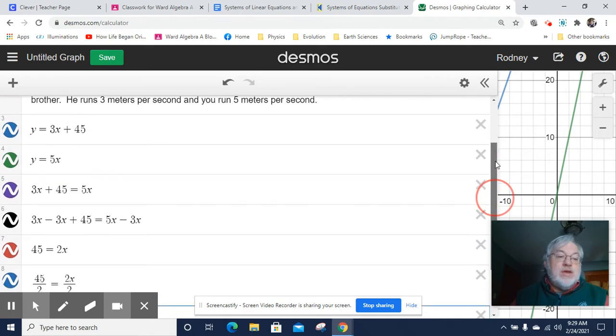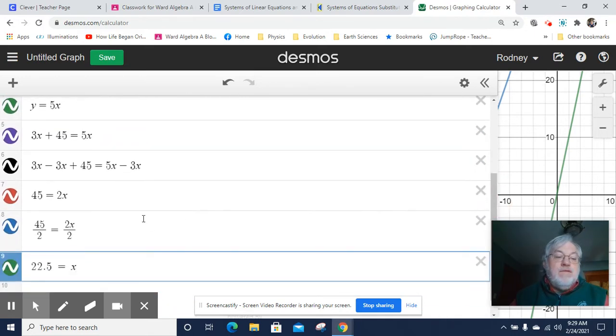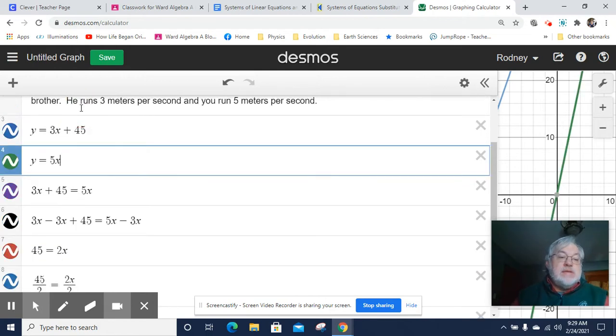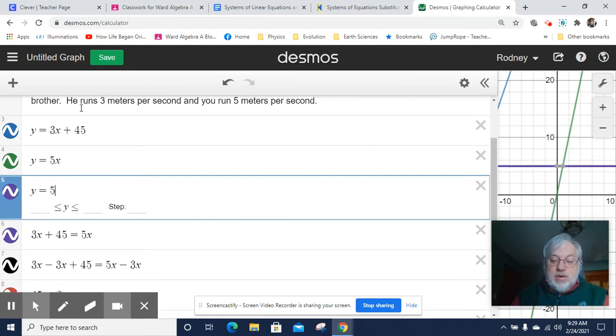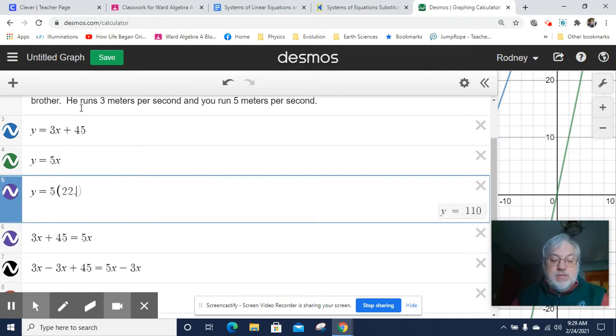Let's figure out also how far you will have each gone. Now that you know what x will be when you're in the same place, let's replace x in these equations with 22.5. So I'll say y equals, I can use this as the easy one to work with, y equals 5 times 22.5. And so you will have gone 112.5 meters.